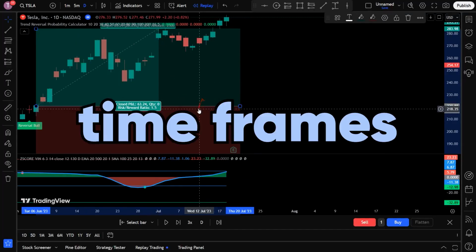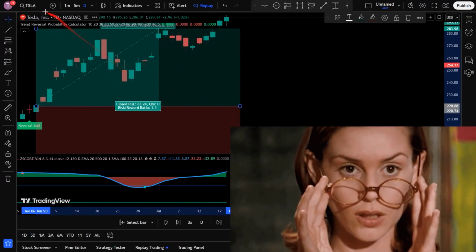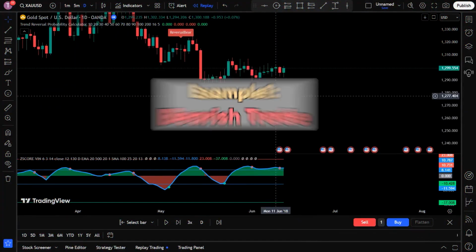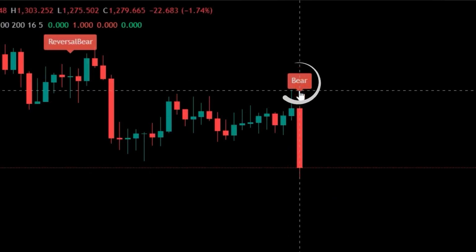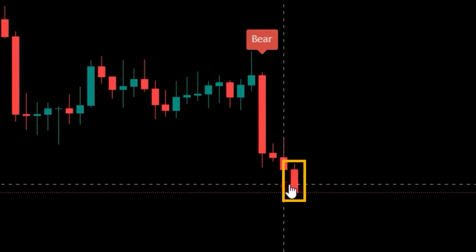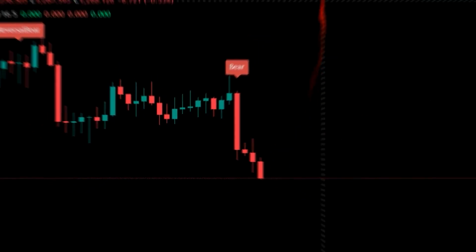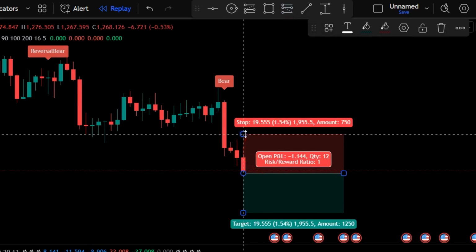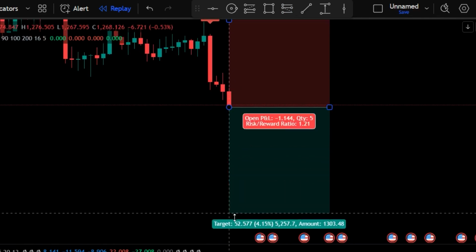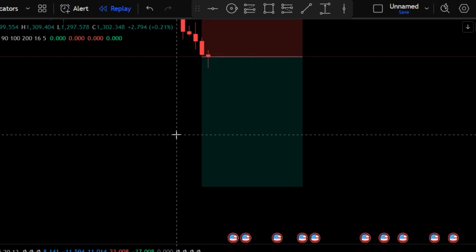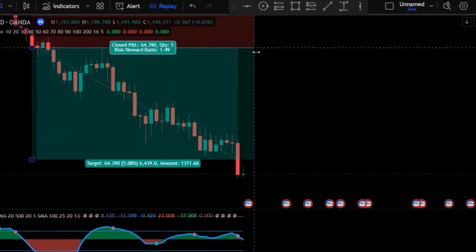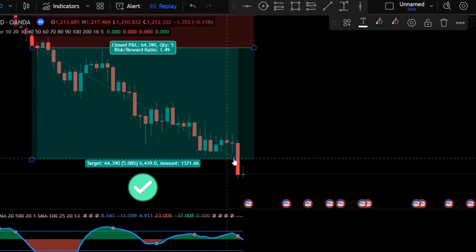Now, let's switch time frames and assets to see how this strategy performs across different conditions. Example 1. Bearish trade. The reversal indicator gives a sell signal. The EMA of slopes is red. A bearish candle forms confirming our entry. We place a sell order. Stop loss at the previous high, take profit at 1 to 1.5 ratio. Results: trade hits our target.